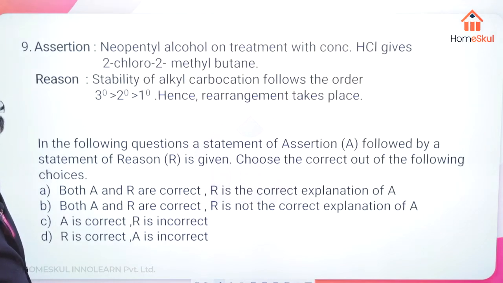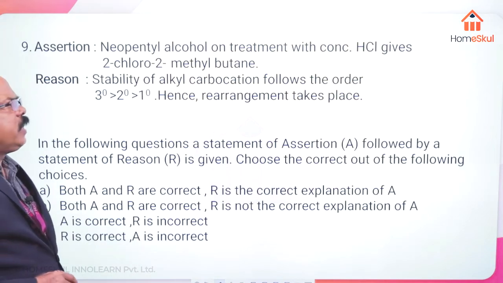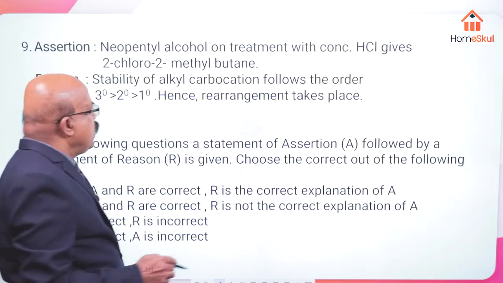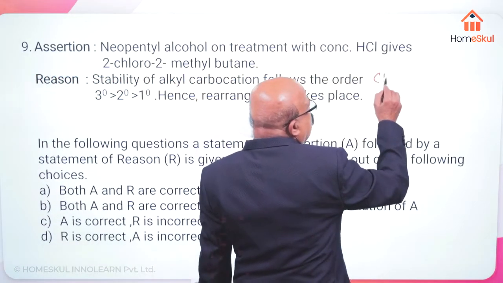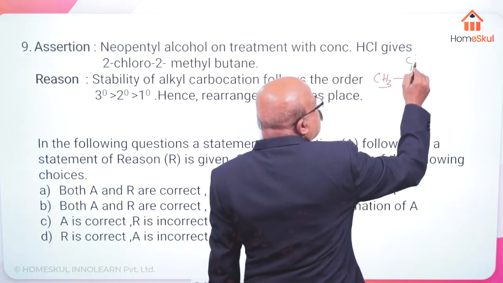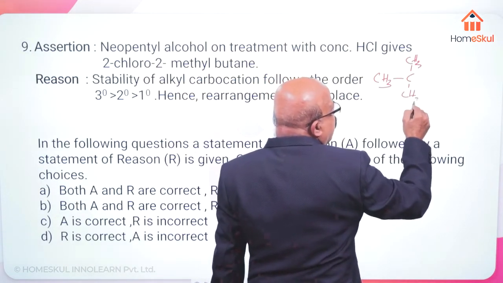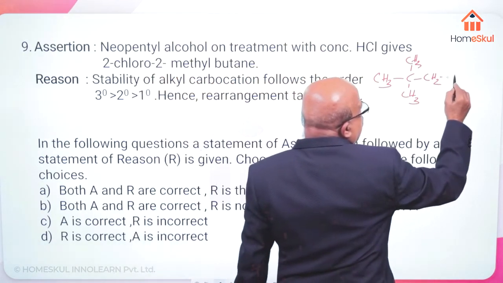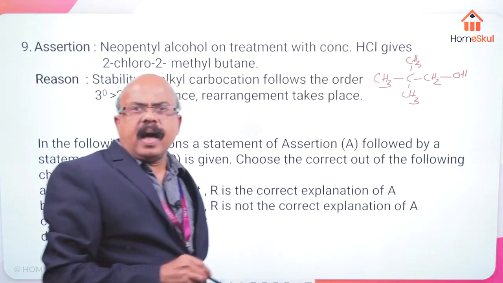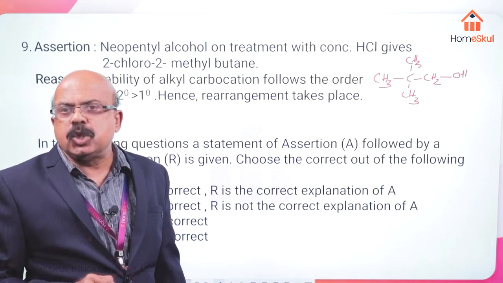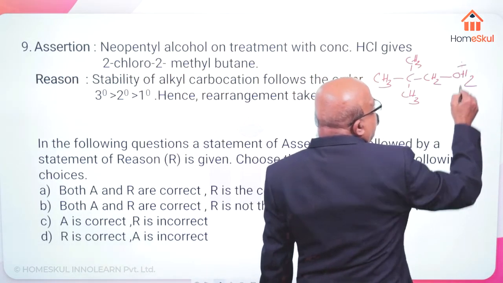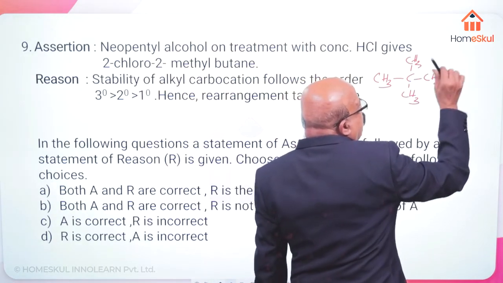Another one, assertion reason type. Neopentyl alcohol on treatment with concentrated HCl gives 2-chloro-2-methylbutane. Let us see. This is neopentyl alcohol, CH3. Neopentyl alcohol on reaction with HCl. When it is treated with concentrated HCl, the first step is protonation, forming a carbocation.